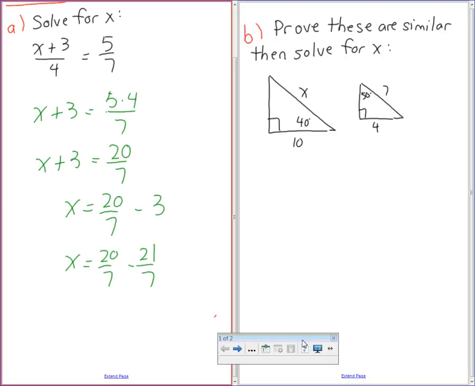Now, I'm going fast. I'm going to slow down for a second. Please be brave and ask. It's Friday, I know. Okay, great. What's 20 over 7 minus 21 over 7? Negative 1 over 7. Negative 1 over 7, all right? So x is negative 1 over 7.